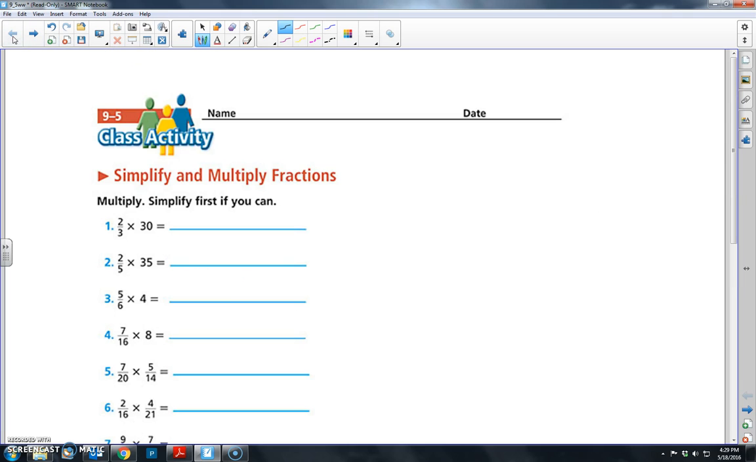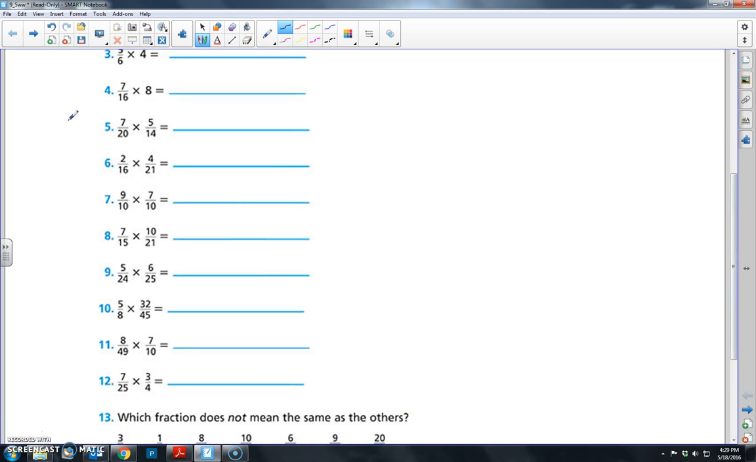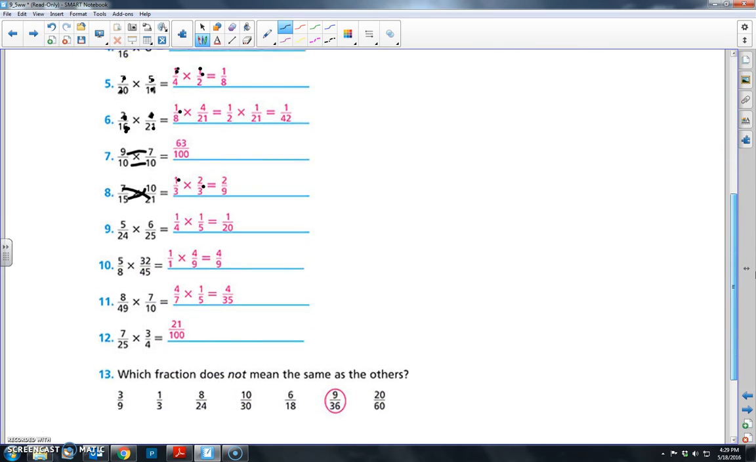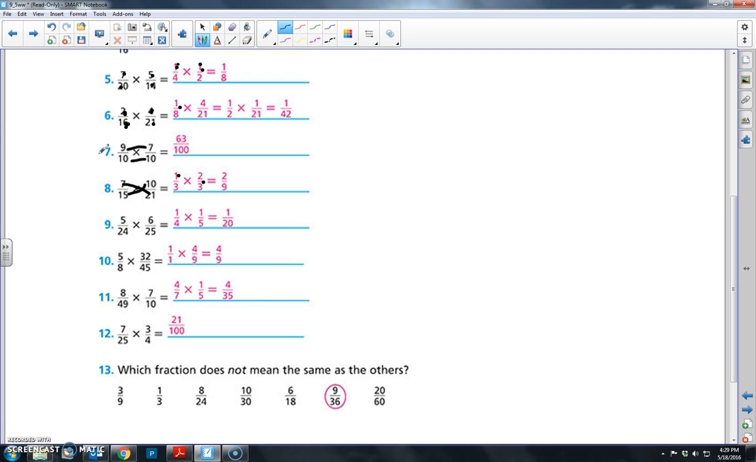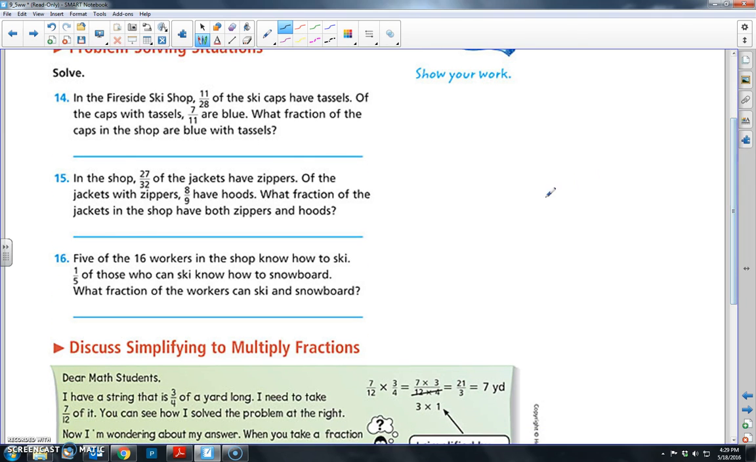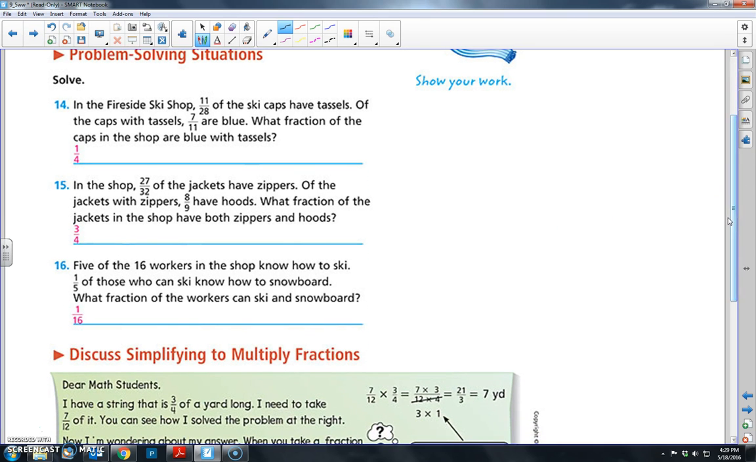If you need to go back and try to do some of these by yourself, here's this page. Try doing some of these by yourself. Okay, so pause it. And now check your answers to see how well you're doing this. Are you getting it? If not, bring your questions to school tomorrow. I want you to try some of these problems here. So go ahead and pause it. Here are the answers. And again, if you have any questions, you can bring it to school tomorrow.